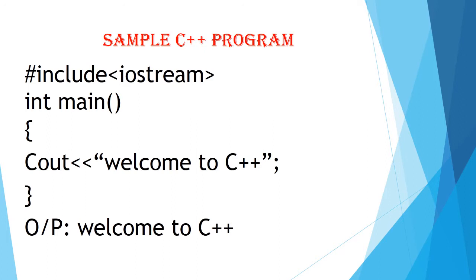This is a sample C++ program. In this, first, we add the header file. Second, we are creating the main function with int data type, that is integer data type, and then opening the flower braces and using the statement cout with a double lesser than symbol and giving the information "welcome to C++" and ending with a semicolon, closing the flower braces. So this is the basic example for starting the C++ program, and it will display the output welcome to C++.